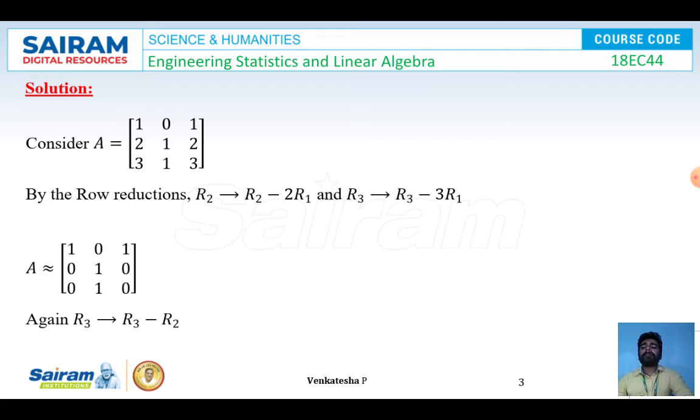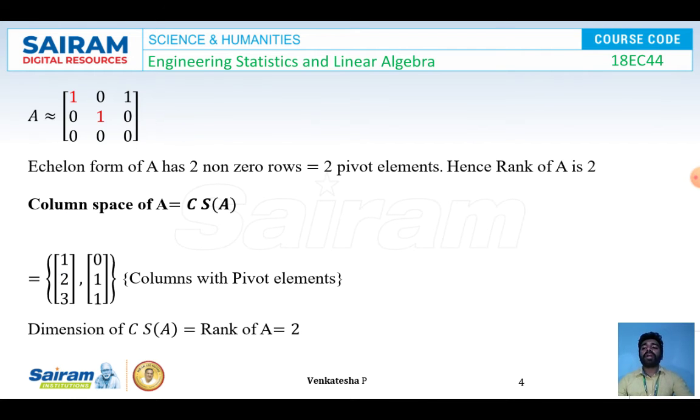Now, to make the complete R3 row 0, the operation I am going to use is R3 implies R3 minus R2. After this operation, I got the matrix A equal to [1, 0, 1; 0, 1, 0; 0, 0, 0]. So it is an echelon form, and hence I got the pivot numbers 1 and 1 in the form of a staircase. This echelon form has two non-zero rows and two pivot elements, hence the rank of this matrix A is 2.